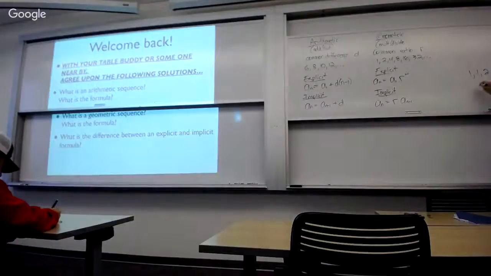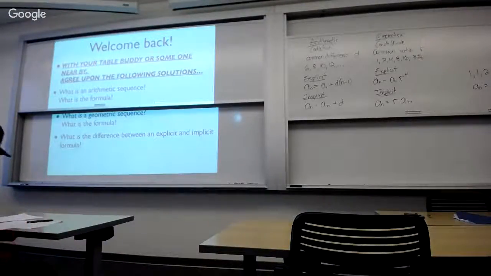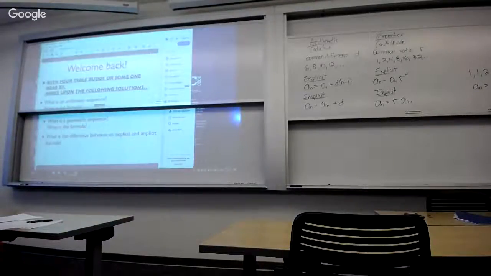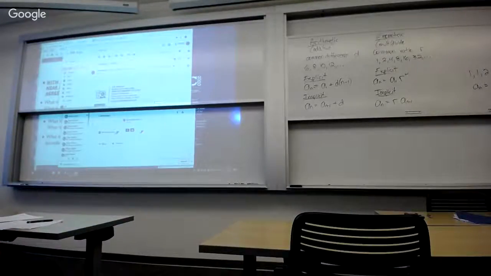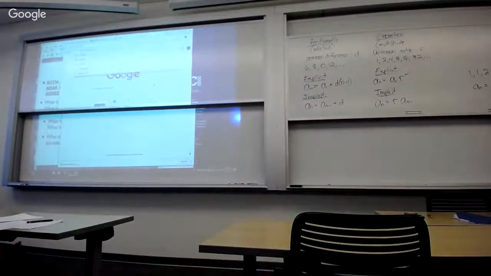And we said that the implicit formula was a sub n is equal to the previous term plus the previous term. And that's a very simple formula. So defining the Fibonacci sequence implicitly is actually very simple to do. You say, add the two previous terms. Whereas look at the explicit formula for Fibonacci.